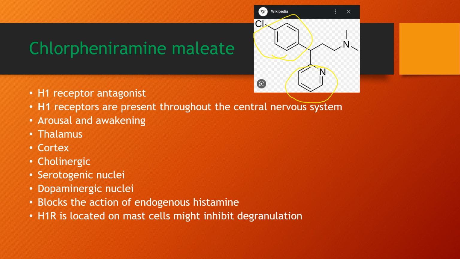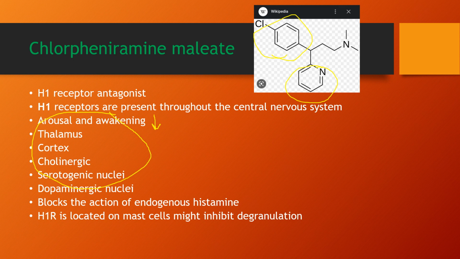Arousal and awakening will actually be decreased. Thalamus activity will be decreased because we are blocking a stimulatory neurotransmitter, and H1 receptors on agonism cause arousal and awakening and stimulation of the thalamus, cerebral cortex, cholinergic neurons, serotonergic nuclei, cholinergic nuclei, and dopaminergic nuclei. Now these are the nuclei which are stimulated by the H1 receptors, and while using chlorpheniramine maleate, the receptors are antagonized and blocked. So their functions will be stopped for some time, and the cough reflex will be decreased.